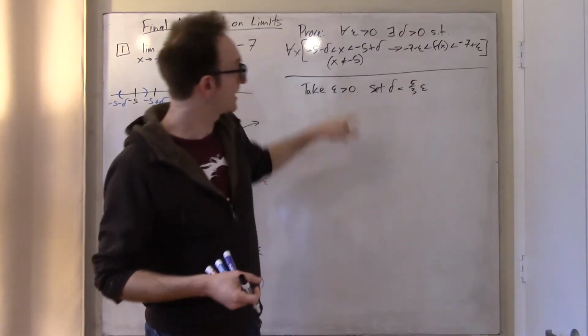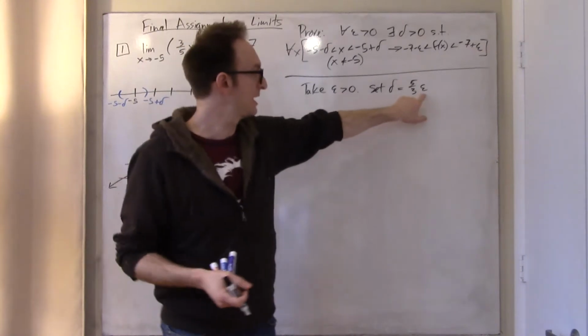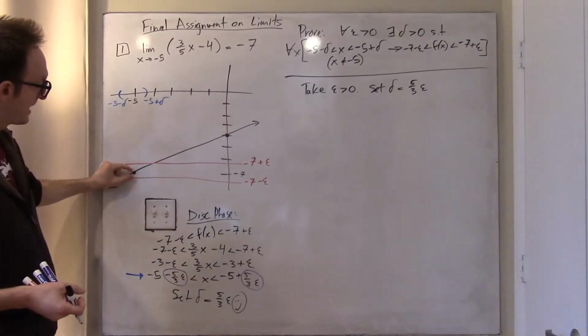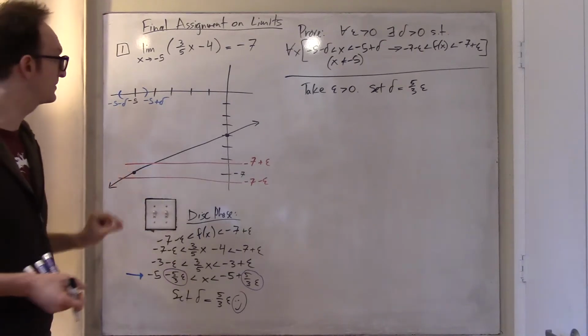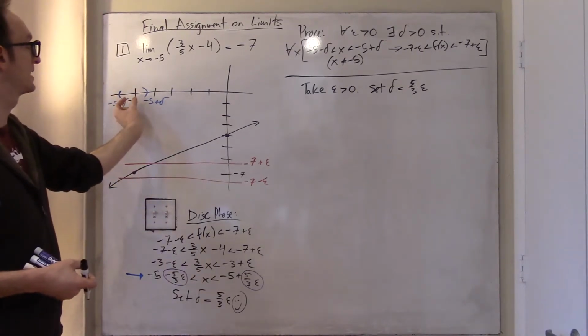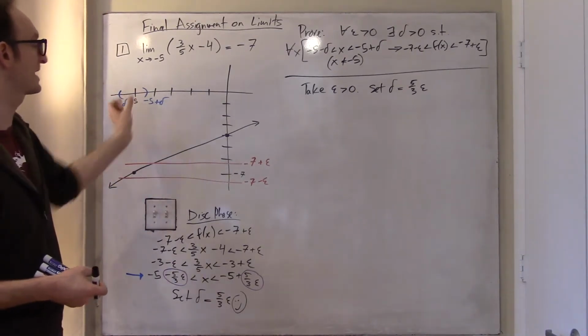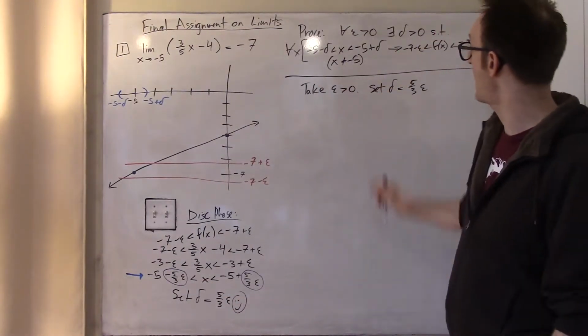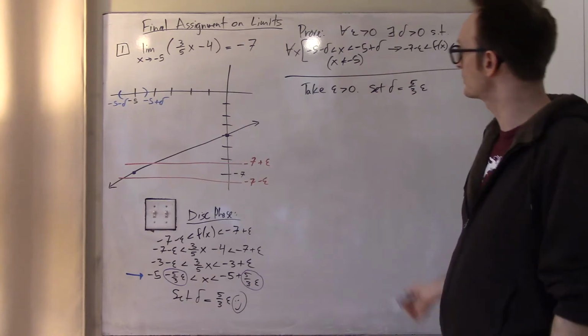And you know, the tinier the challenge, the tinier my response is, which makes sense because the closer you demand that I be to -7, intuitively, the closer I have to stay to -5. Alright, now I just have to show that this delta works. How? By proving this conditional.